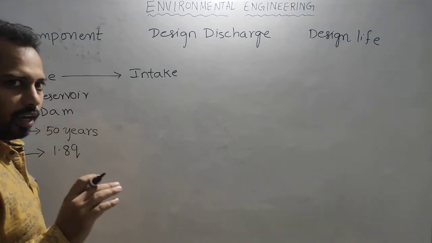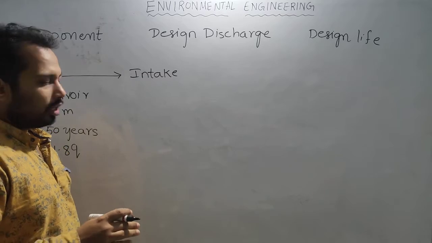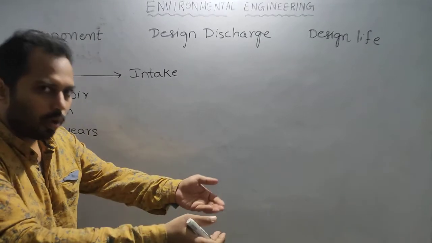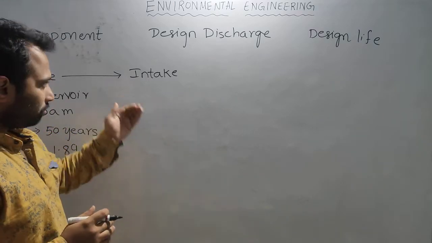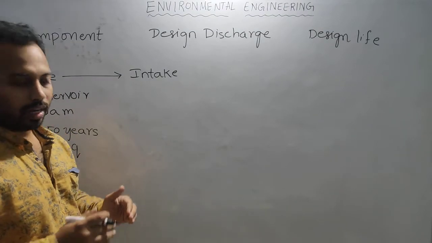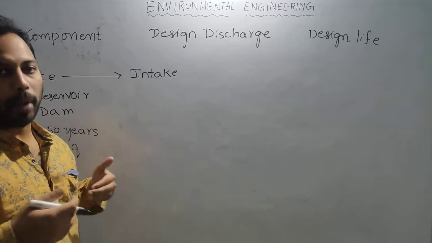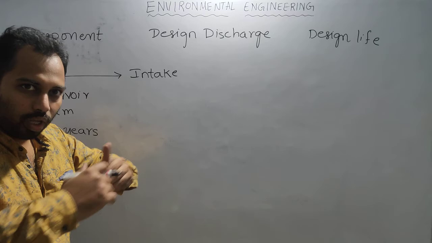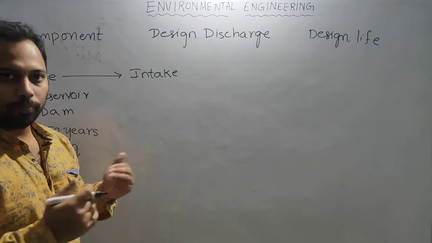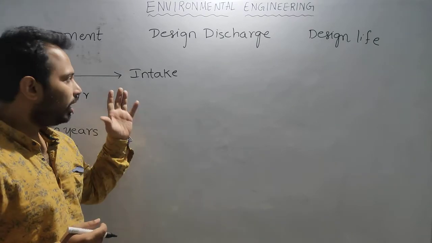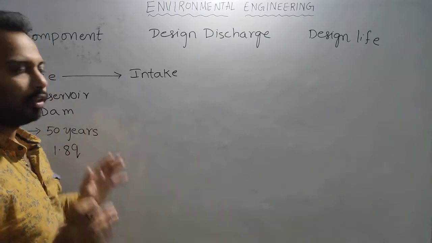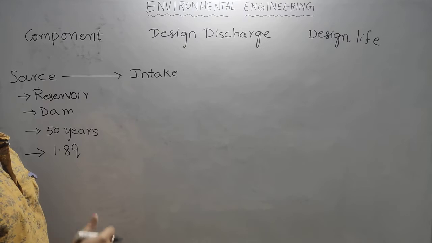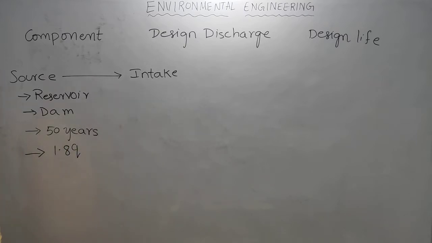Intakes can be provided anywhere in the system. Intakes generally we provide on the river to allow the water into the reservoir. Intake we also provide at the beginning of the conveying pipes to take the water coming from the reservoir into the conveying mains. Now it's a structure which takes water into the system where you want to send it. That is nothing but the intake.